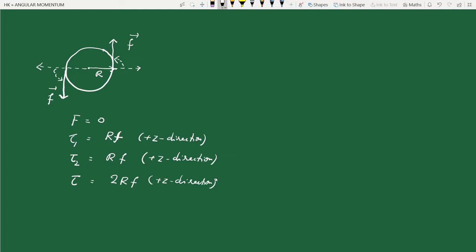So in this situation, the disc has a net torque, but there is no net force. Now consider a second situation.